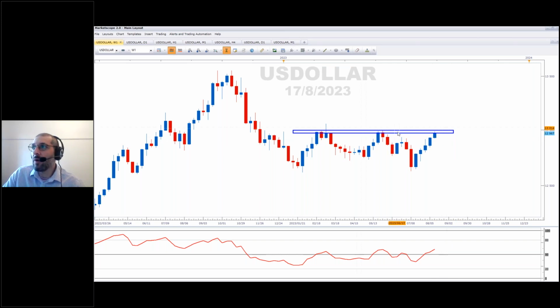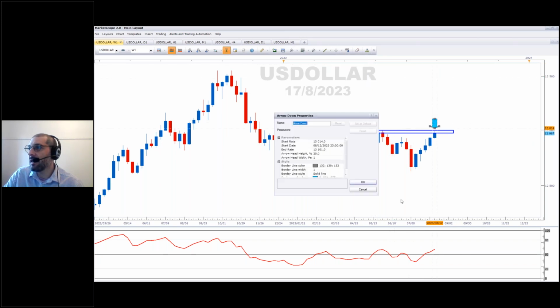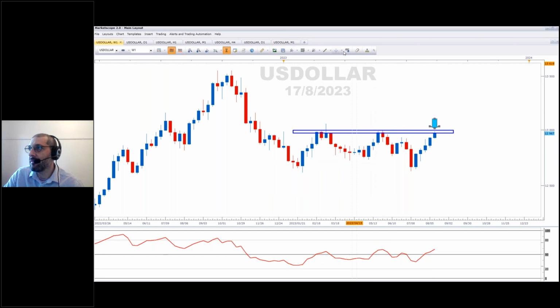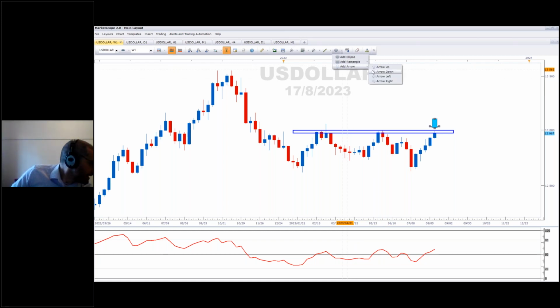Okay, what can we look for to see if this is a key reaction level? We can't predict. Okay, if we predict, we're most likely going to be wrong. We can only react. What we can do is see, is there going to be a reference candle reversal here? So we can't act until we get the signal. So we've got to be patient now.